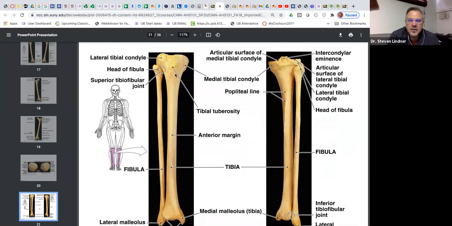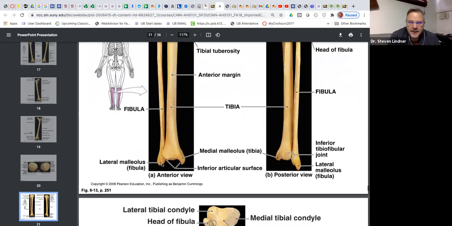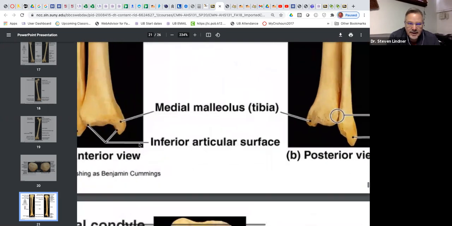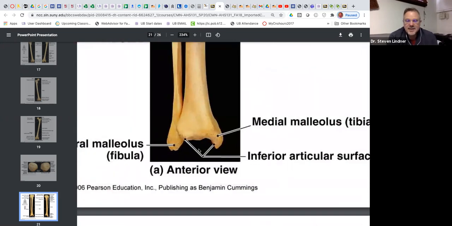Okay, so tibia, fibula, the lateral tibial condyle, medial tibial condyle, tibial tuberosity or tibial tubercle, head of the fibula, and then if you go distally, lateral malleolus, medial malleolus. And right here in this gap, right here in this space, that's where one of your tarsal bones is going to attach. And that's called the talus bone.